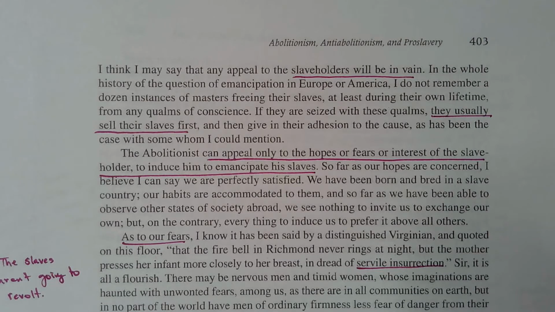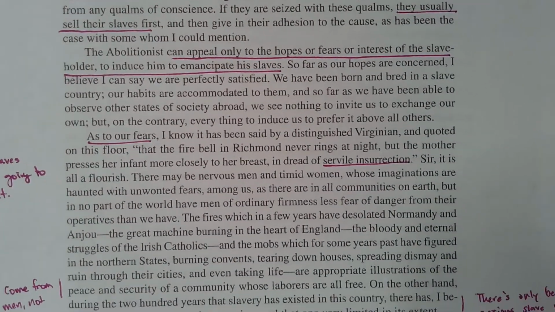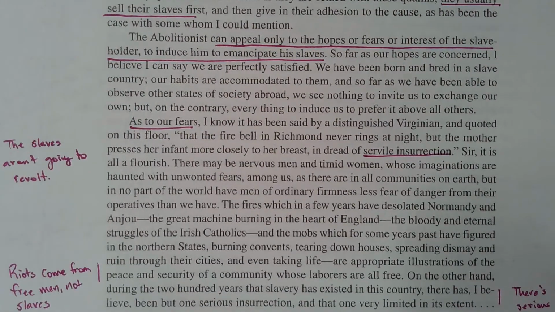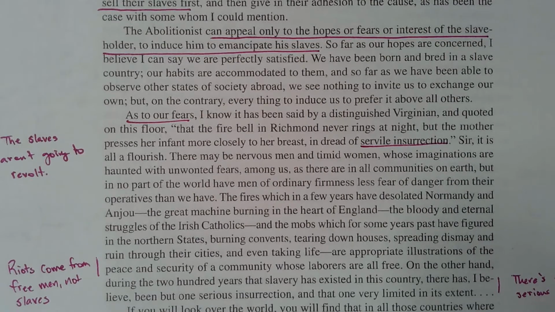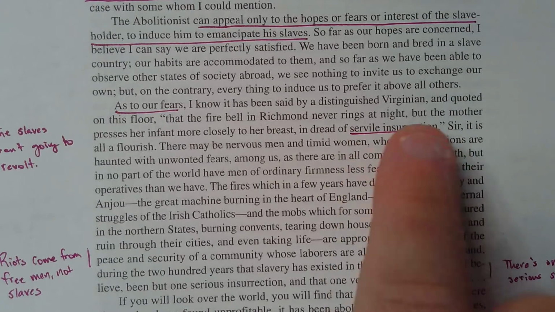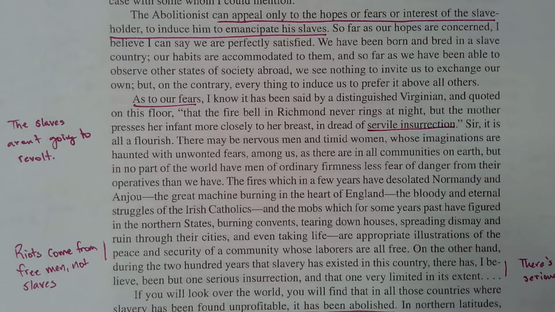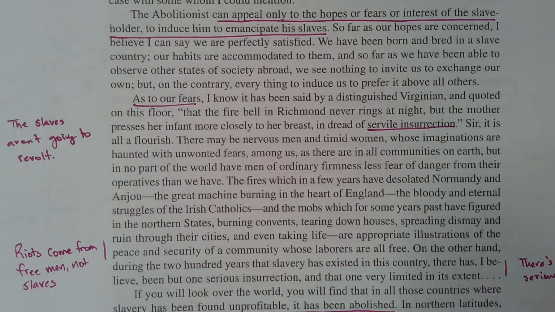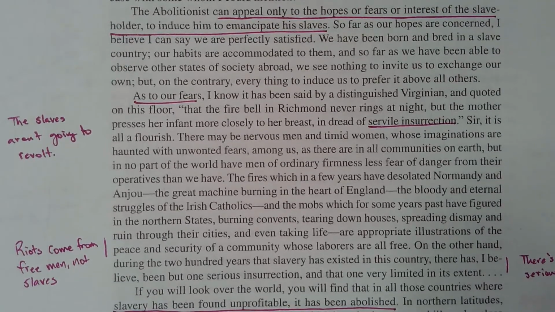So, like, if they're trying to make freeing slaves appealing, that's not going to work, is what he's saying. So the only thing that the abolitionist has in his arsenal, or her arsenal, is to appeal to slaves, or to the fear of a slave revolt. And that's what he's talking about here when he says servile insurrection. That's what that means. So he says, look, you're just not going to convince slaves to revolt. They don't revolt. And that's not entirely true.